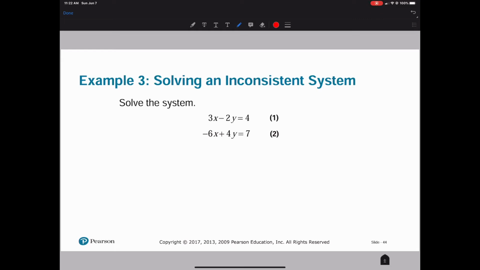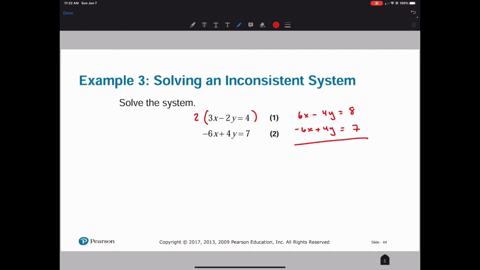So let's look at this one. So this says solving inconsistent systems. So let's look at this inconsistent system. Now, let's just say we wanted to get rid of our x's. And you ain't always got to get rid of x. You can get rid of y. It's up to you. So I'm going to multiply the top by 2. So therefore, it's going to be 6x minus 4y is equal to 8. Then I'm going to have negative 6x plus 4y is equal to 7.